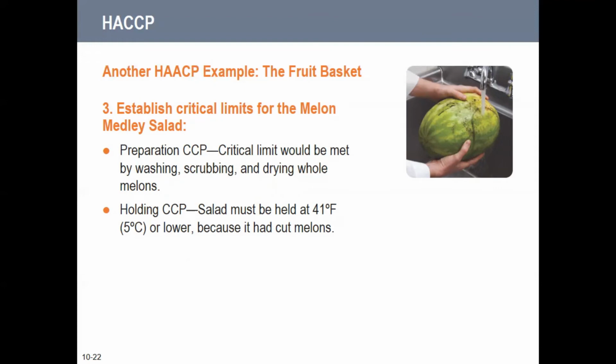Okay. For the holding, it's a salad, it's a TCS food. So we need to make sure that as part of a critical limit, it's held at 41 degrees or below because of the cut melon, because it's a TCS food. So those are the 2 critical limits for those items: an SOP set up for washing, scrubbing, and drying the melons during the prep to reduce the bacteria, and holding the cut melons at 41 degrees or lower because that's outside of the temperature danger zone.